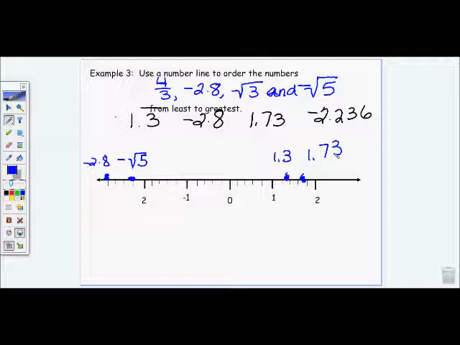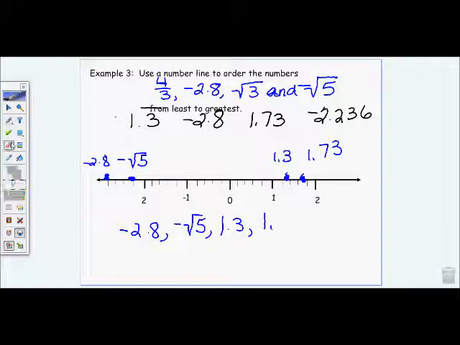Remember, when you are doing order, you need to go back to the original way that those numbers were stated. So I could say from least to greatest would be my negative 2.8, my negative square root of 5, my positive 1.3, and my positive, oh, I changed my 1.3. Just noticed that. I didn't put that back into its original as I was speaking about that. 1.3 was actually 4/3. So 4/3 in here.